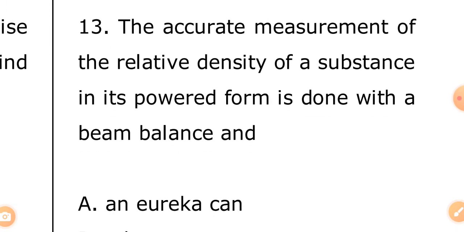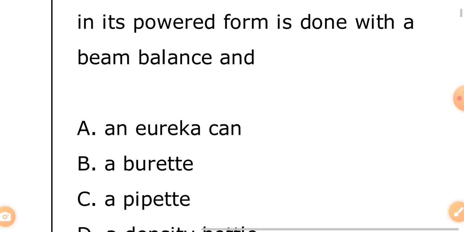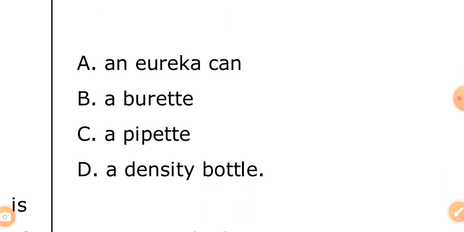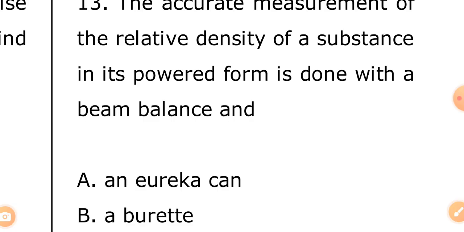Question number 13. The accurate measurement of the relative density of a substance in its powdered form is done with a beam balance and dash. A. An Eureka can. B. A burette. C. A pipette. D. A density bottle.